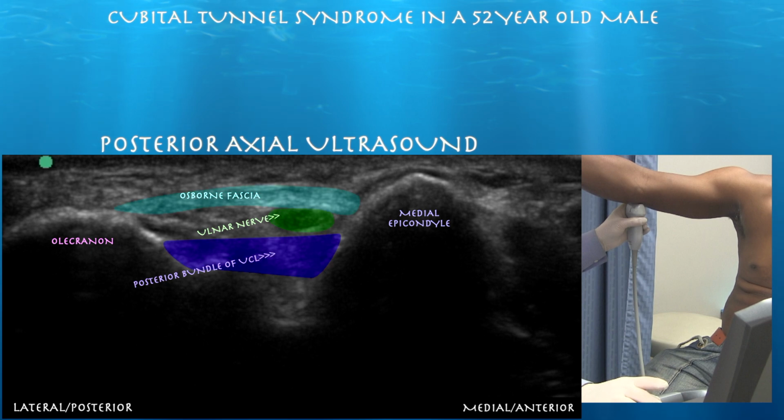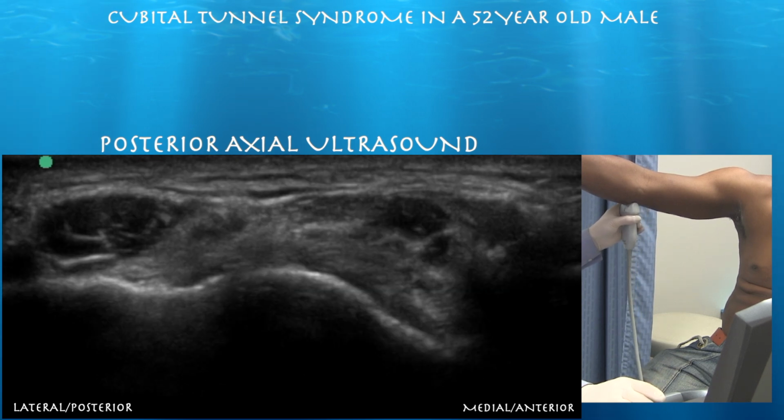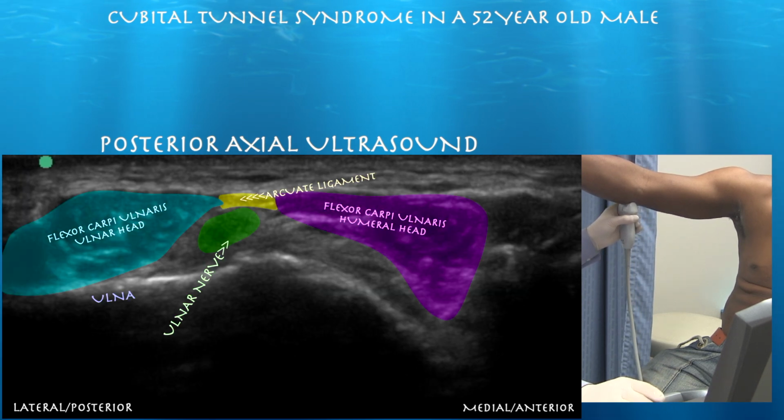Here you can see this enlarged ulnar nerve under the Osborn fascia. It's oblong and irregular in shape. Also, you can see the posterior bundle of the ulnar collateral ligament underneath it as well. Here again is the ulnar nerve going distally underneath the arcuate ligament.